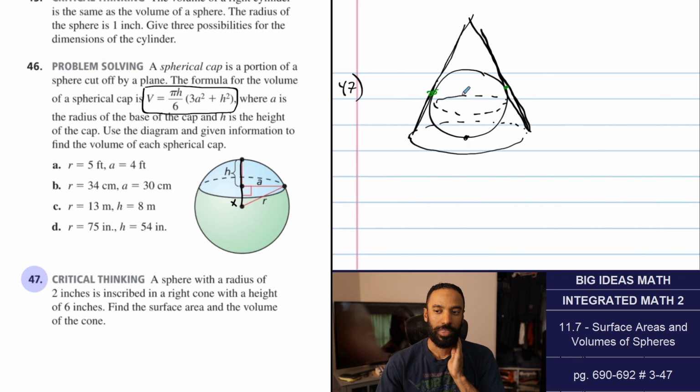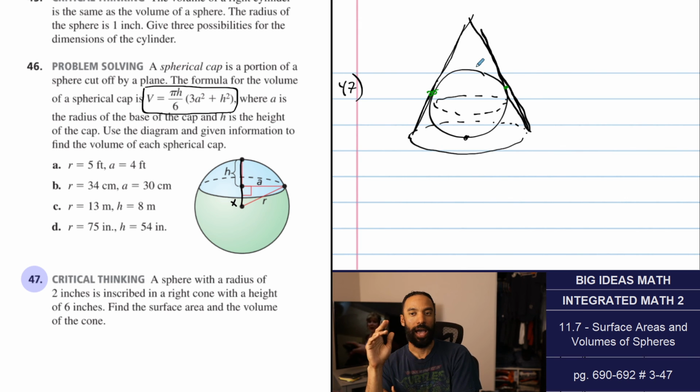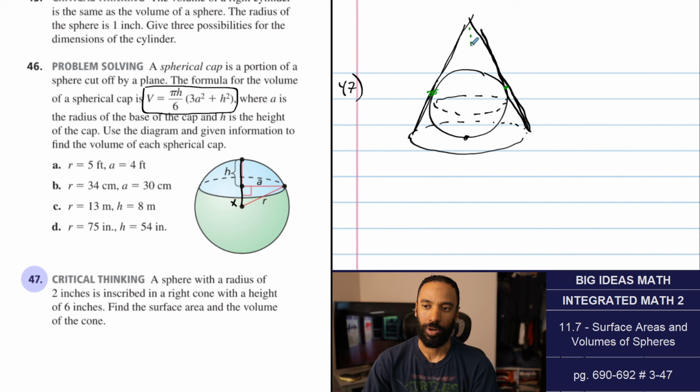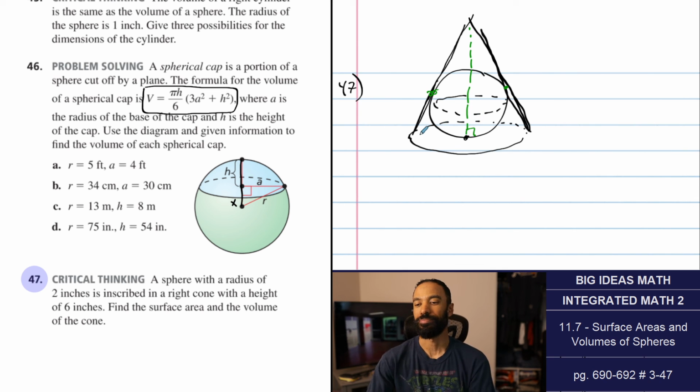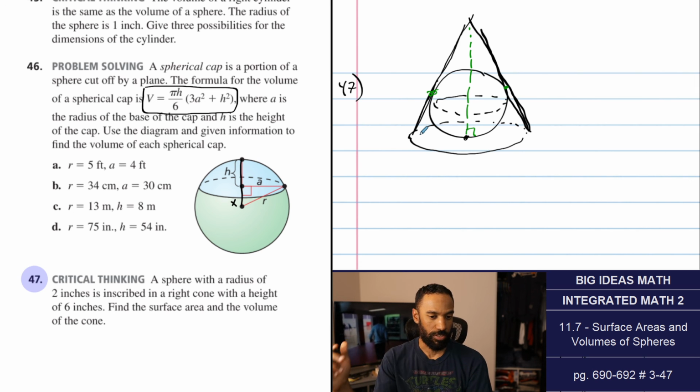So I have to figure out what are we finding? Oh, surface area and volume of the cone. So I need the height of the cone. For surface area, I need slant height. Oh, I have the height of the cone. What is it? 6 inches. I can probably find the volume because we have the radius. No, we have the radius of the sphere. Well, we do have the radius of the sphere, right?